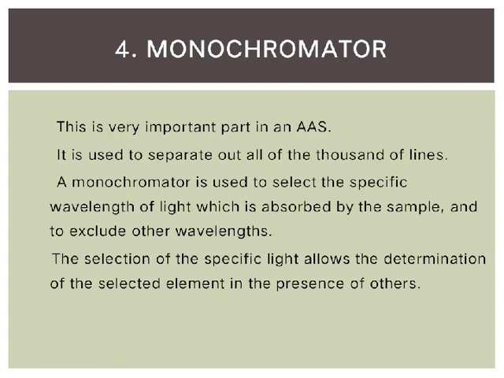Then the monochromator. This is a very important part in atomic absorption. It is used to separate out all of the thousands of lines. A monochromator is used to select the specific wavelength of light which is absorbed by the sample and to exclude other wavelengths. The selection of the specific light allows the determination of the selected element in the presence of others.